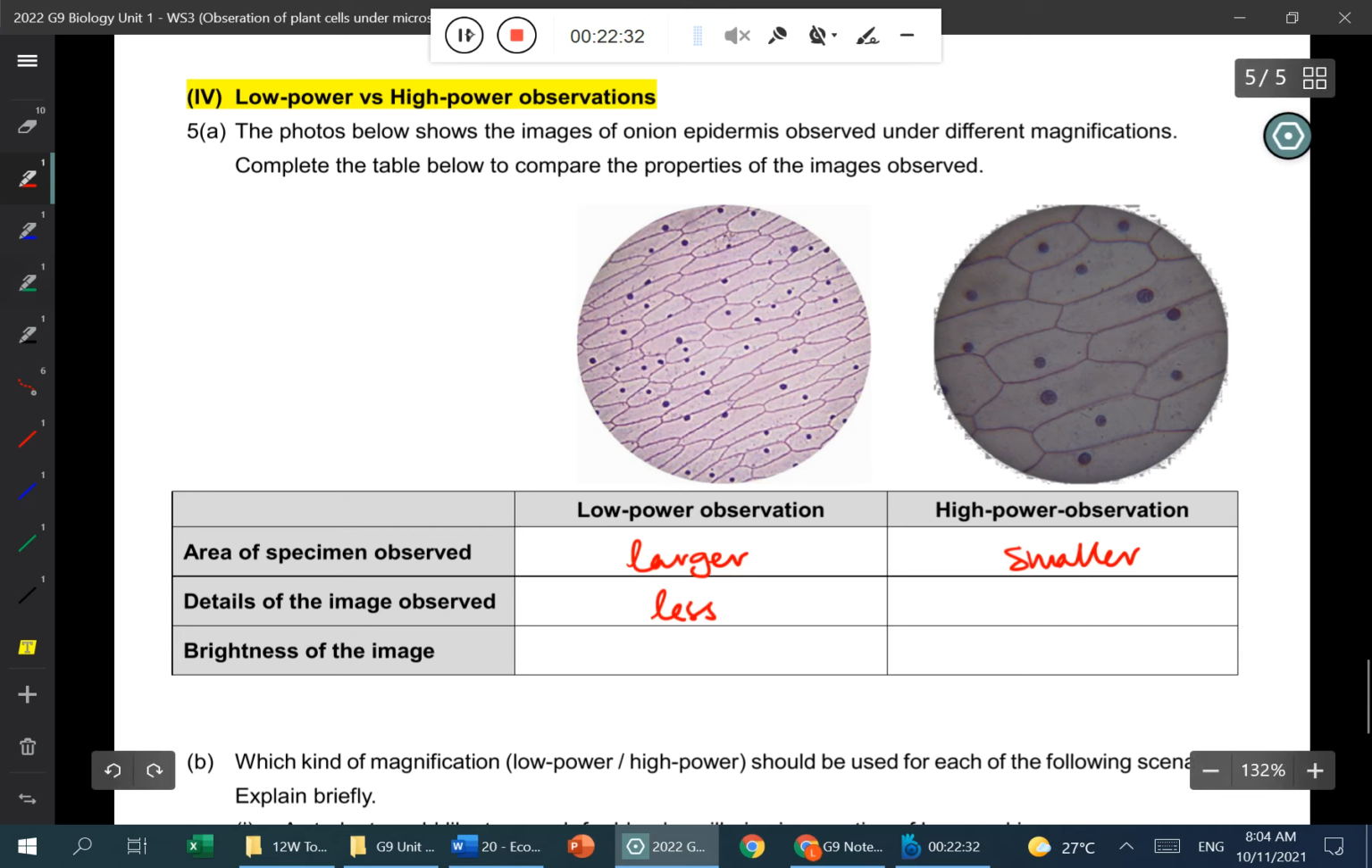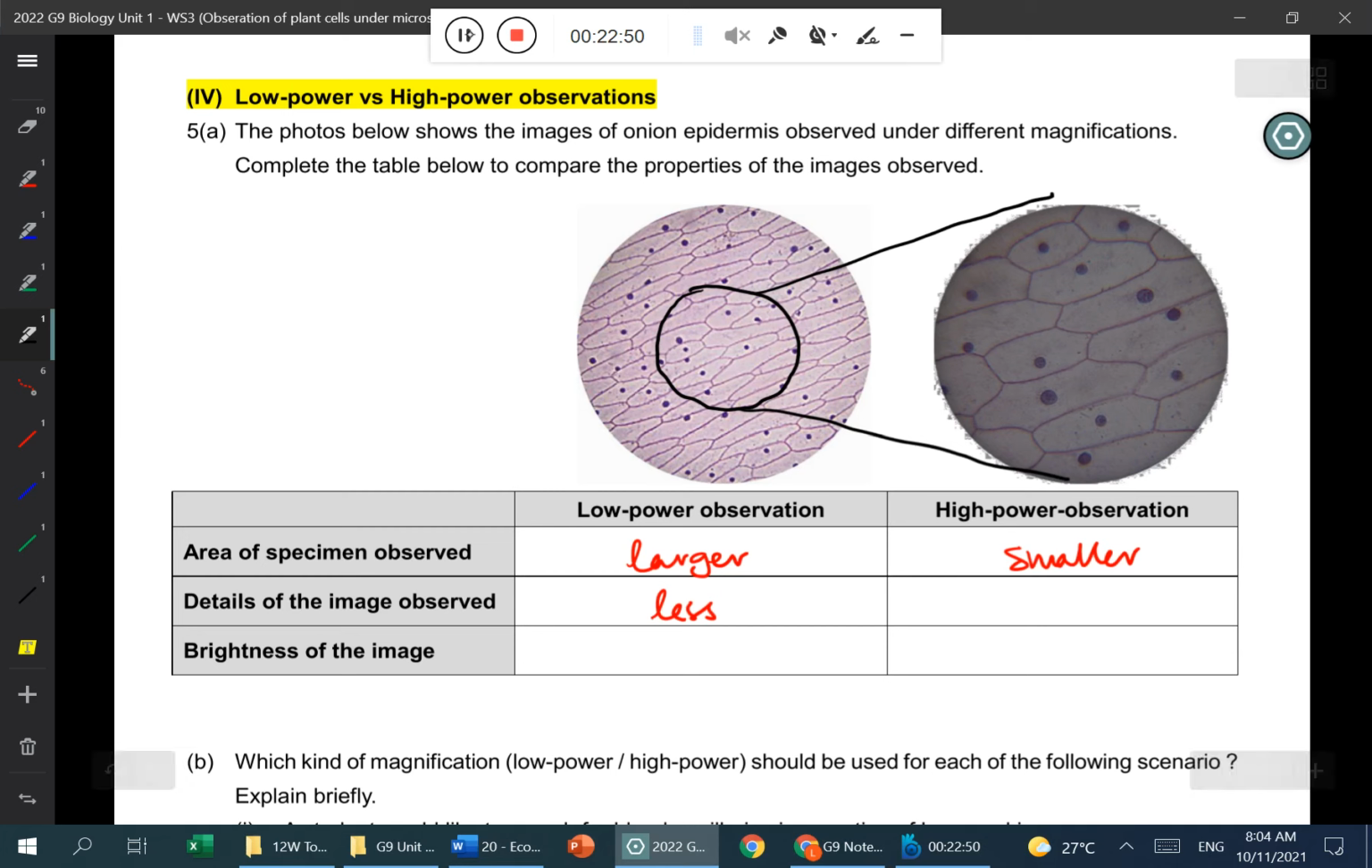of the specimen. So you can see that this circle, the view here, only covers several cells. So it's actually zooming in into this area to get this high power. So I hope this can help you to understand that high power covers a smaller area of the specimen. But since the magnification power is higher, there are more details to be seen.